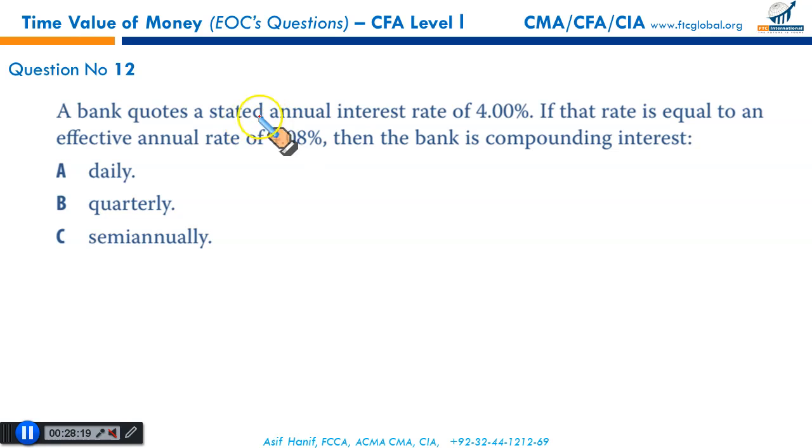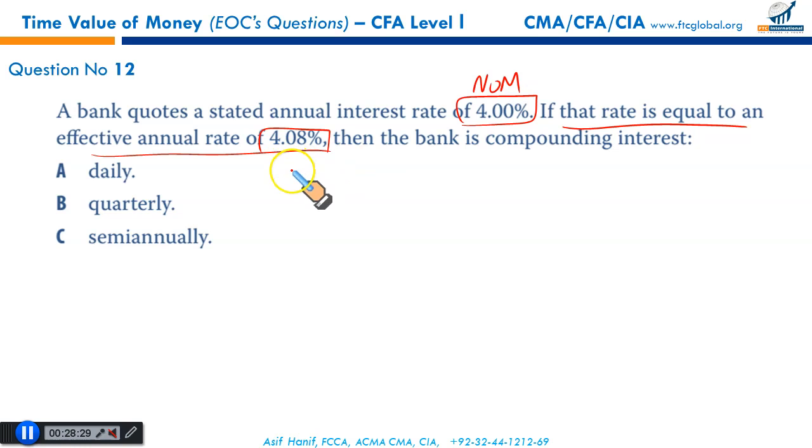A bank quotes a stated annual interest rate of 4%. If the rate is equal to an effective annual rate of 4.08, this is your nominal rate NOM and 4.08 is your effective rate EFF. Then the bank is compounding interest based upon what? Daily, quarterly, semi-annually. Let us test these one by one.